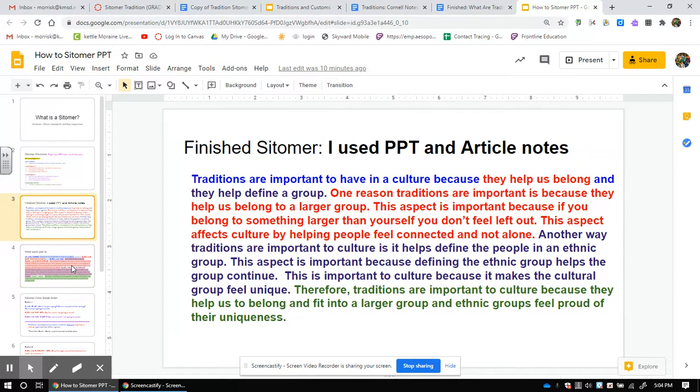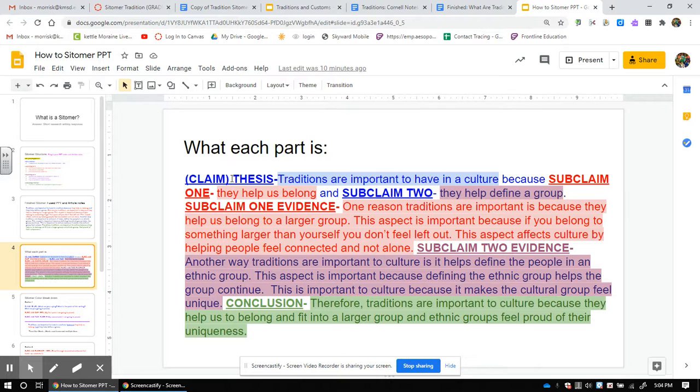All right, let's break it down even more. The blue is the thesis, your claim. The claim is this: traditions are important to have in a culture. That's the claim. Now I have to give two reasons and support those two reasons why that's true. So let's go back to our claim. Traditions are important to have in a culture. I gave you that. Because red, my first little red piece, subclaim 1, they help us belong. There's a reason. And subclaim 2, my second reason, they help define a group.